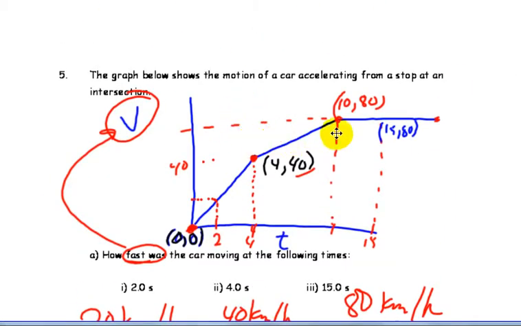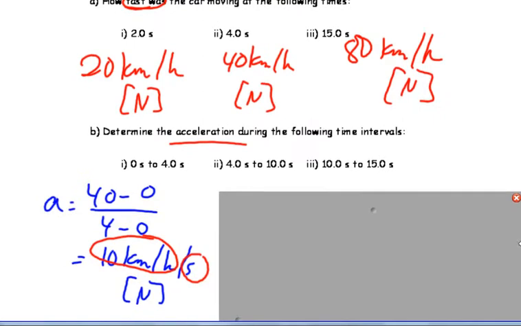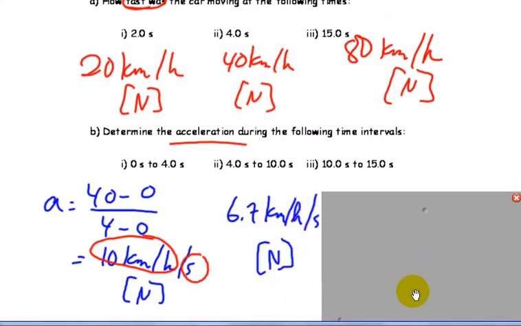So from 4 to 10, we're going to do 80 minus 40 over 10 minus 4. When you figure that out, I didn't show the work here, but you could. It's 6.7 kilometers per hour per second.